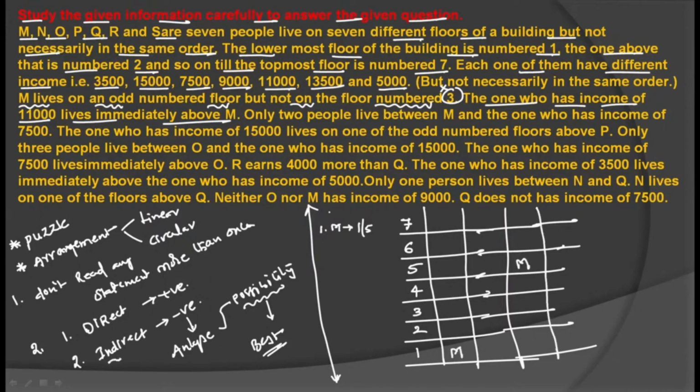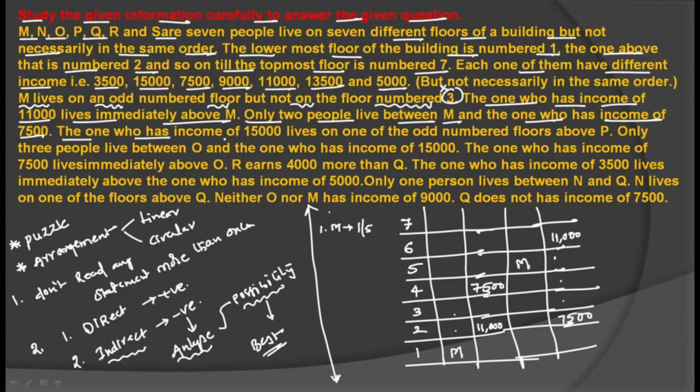I said that every piece of indirect information you have to analyze, then you can make all the placements. Now there is information: the person whose income is 11,000 rupees is immediately above M. Now you can place the 11,000 person on 6. Next, only two people live between M and the one who has an income of 7,500. Now 1, 2, now you can confirm the 7,500. In this case, there is no chance for the above floor. Now we can place 7,500 on floor 4.